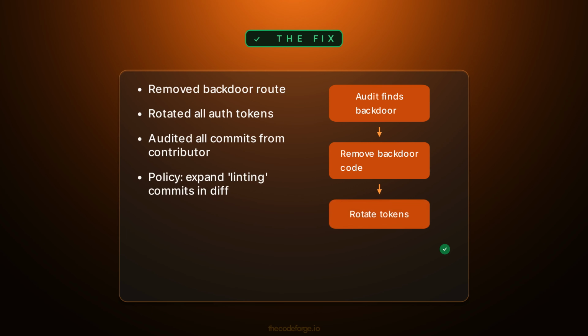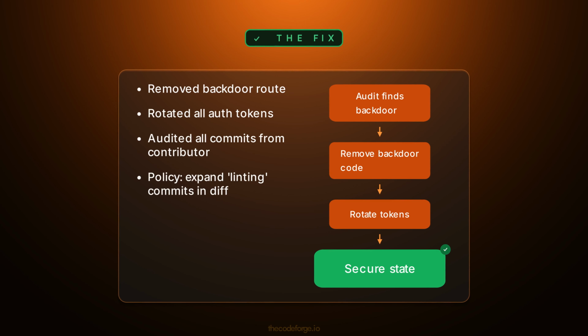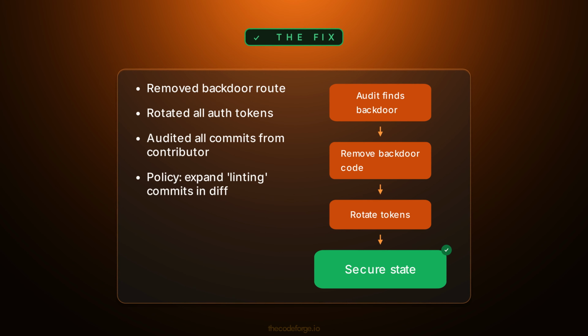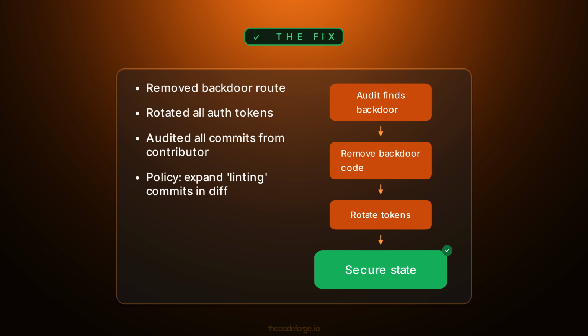The fix involved immediately removing the backdoor route and rotating all authentication tokens. Then we audited all merged commits from the same contributor using git show -S "internal/backdoor/bypass-all". We changed code review policy. Every commit message that says linting, formatting, style, or cleanup must be expanded in the diff view before approval.